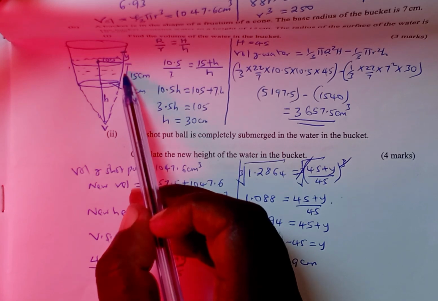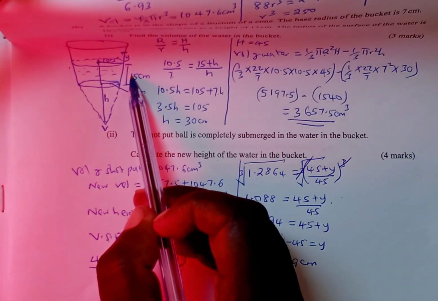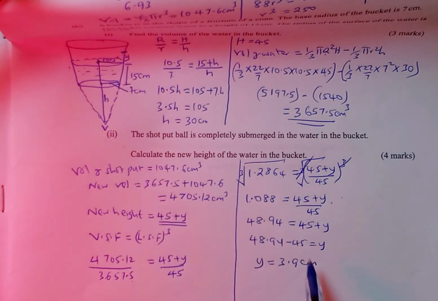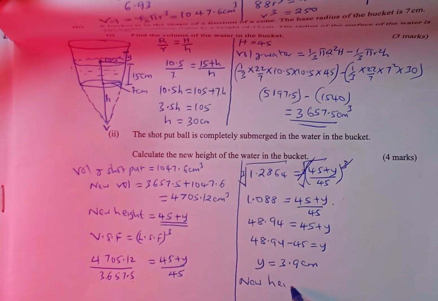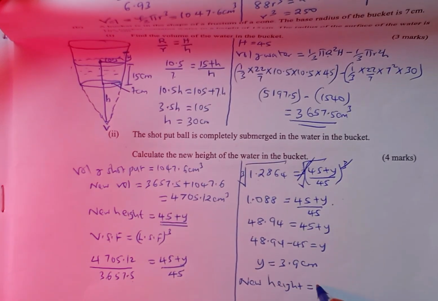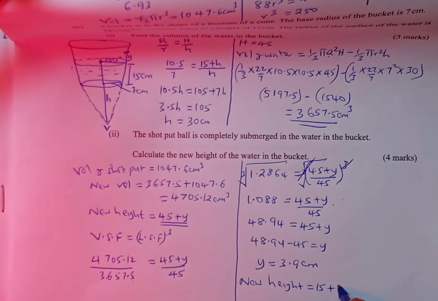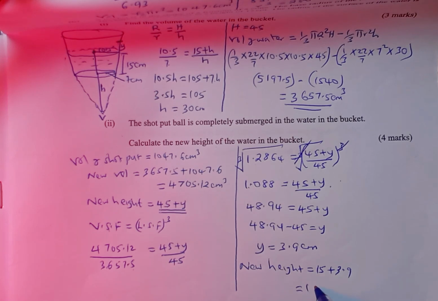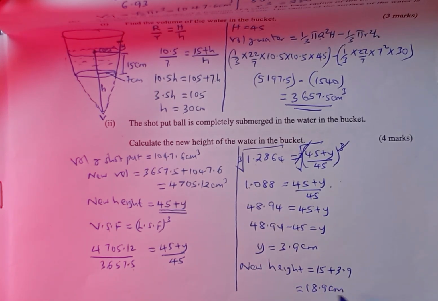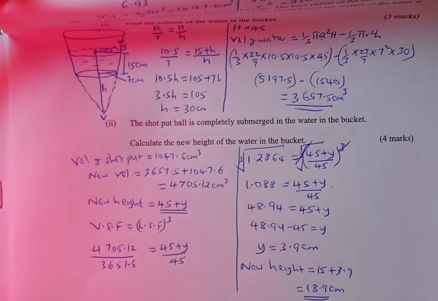But remember, we have been told to calculate the new height. Initially we had a height of 15 centimeters and we have had a rise of 3.9, and therefore the new height, we are going to take 15 originally plus the new increase of 3.9, giving us 18.9 centimeters, correct to one decimal place.